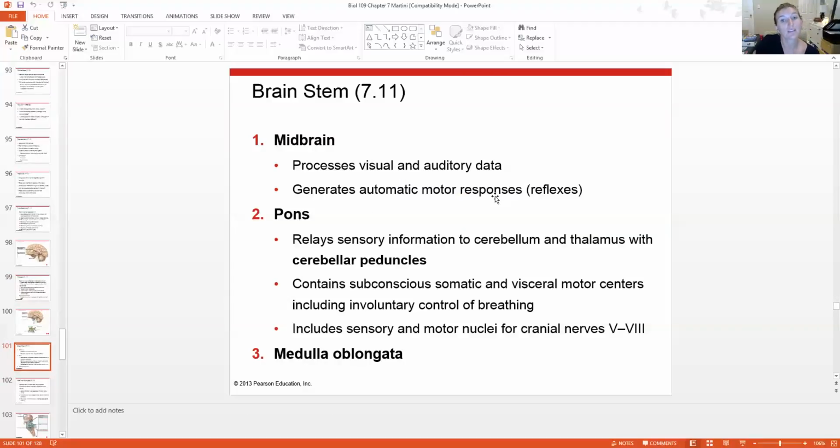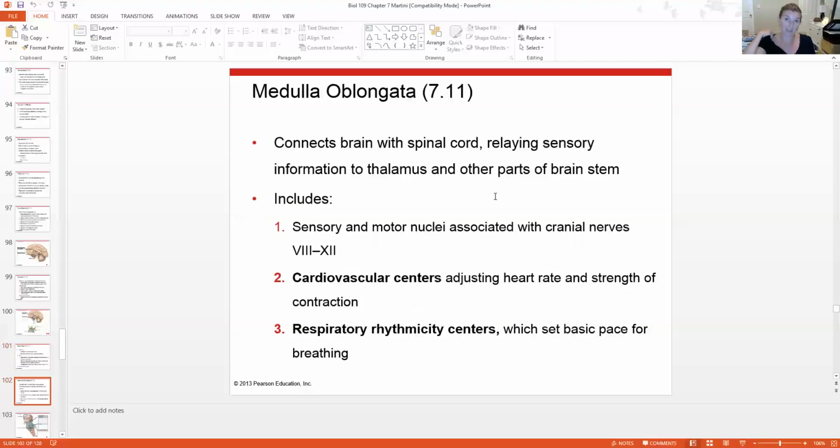The pons is sensory information to the cerebellum and thalamus, and this is also subconscious, somatic, and motor and visceral motor control. So again, stuff that you don't have to think about: our respiration, our digestion, our heart rate, and the medulla oblongata, which is basically connecting the brain to the spinal cord.